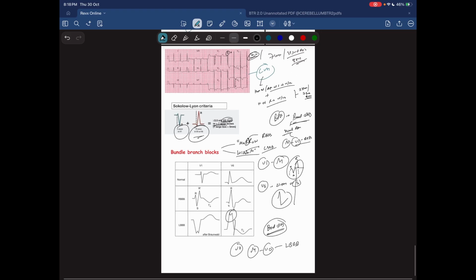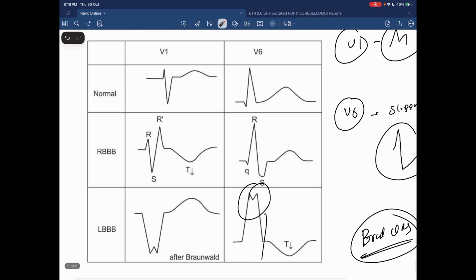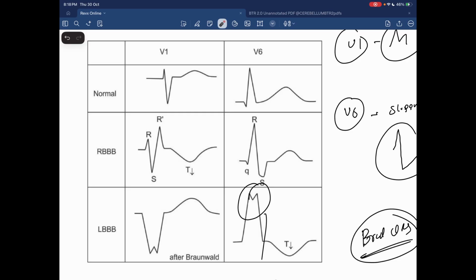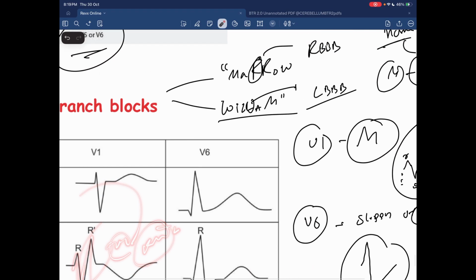And this is how you remember. I'm just going to go simply over it. You remember MaRRoW and WiLLiaM. If you see an M pattern in V1 with a broad QRS complex, this is a right bundle branch block. For PLAB, they give a very typical ECG. So if you see a broad QRS with an M pattern in V1, that is right bundle branch block, and if you see an M pattern in V6, this is left bundle branch block. And how do you remember? WiLLiaM: V6 has the M pattern. MaRRoW: V1 has the M pattern.